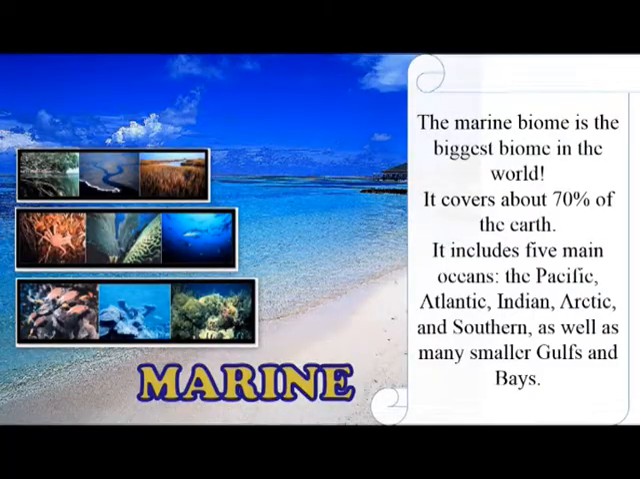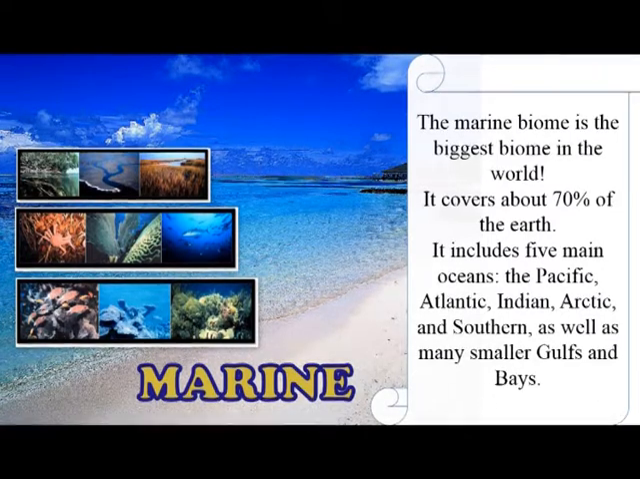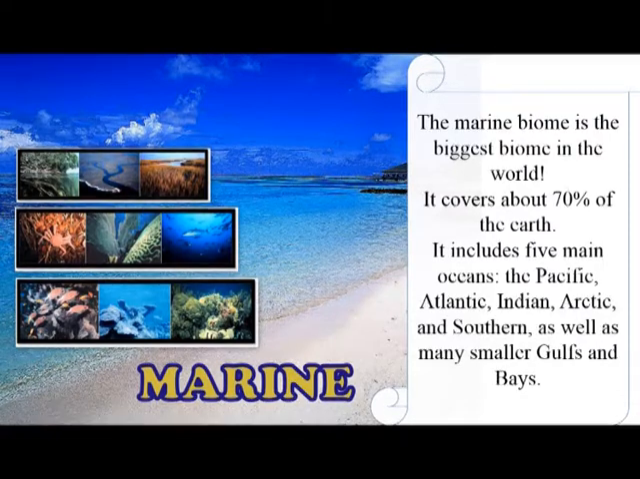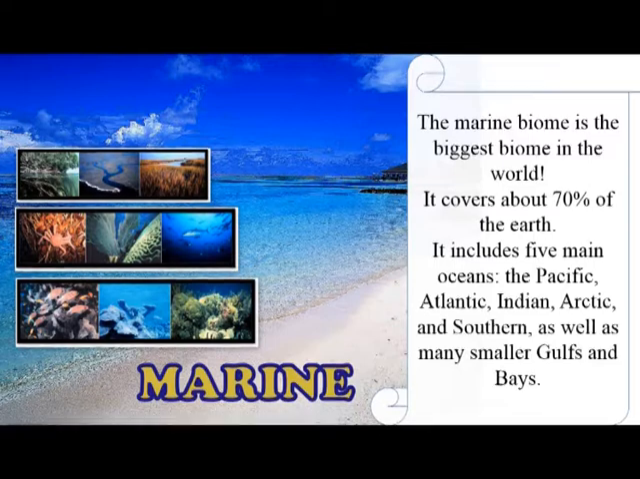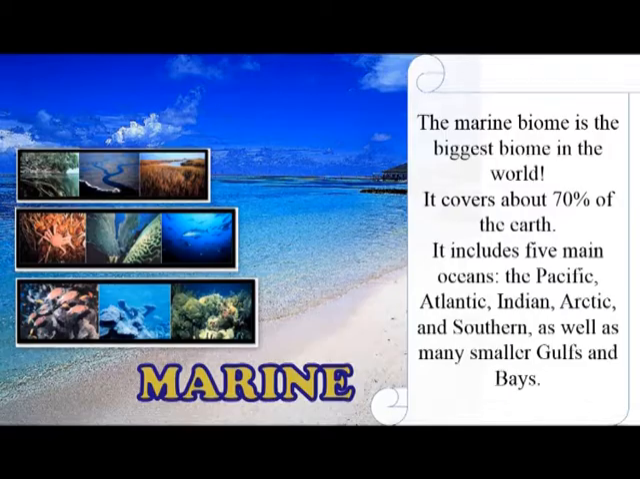Marine. The marine biome is the biggest biome in the world. It covers about 70% of the Earth. It includes 5 main oceans: the Pacific, the Atlantic, the Indian Ocean, Arctic Ocean, and Southern Ocean, as well as many smaller gulfs and bays.